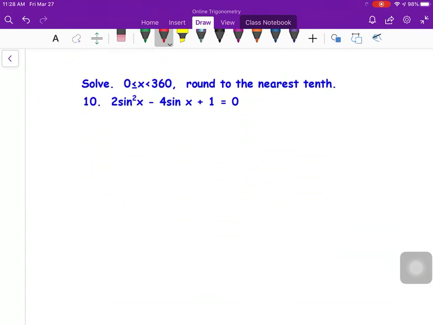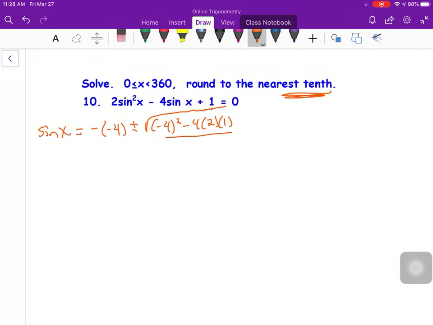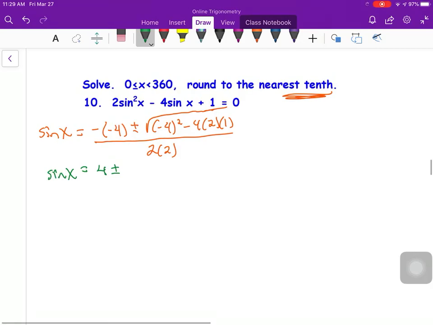Okay, next question. Now, this one tells us to round to the nearest tenth, and it doesn't factor. Since it doesn't factor, we're going to have to use the quadratic formula. So the sine of x would be equal to negative b, plus or minus the square root of b squared minus 4 times a times c, all divided by 2 times a. So really, we have the sine of x equal to, negative of -4 is just 4, plus or minus, and then beneath the radical, we have 16 minus 8, which is 8.